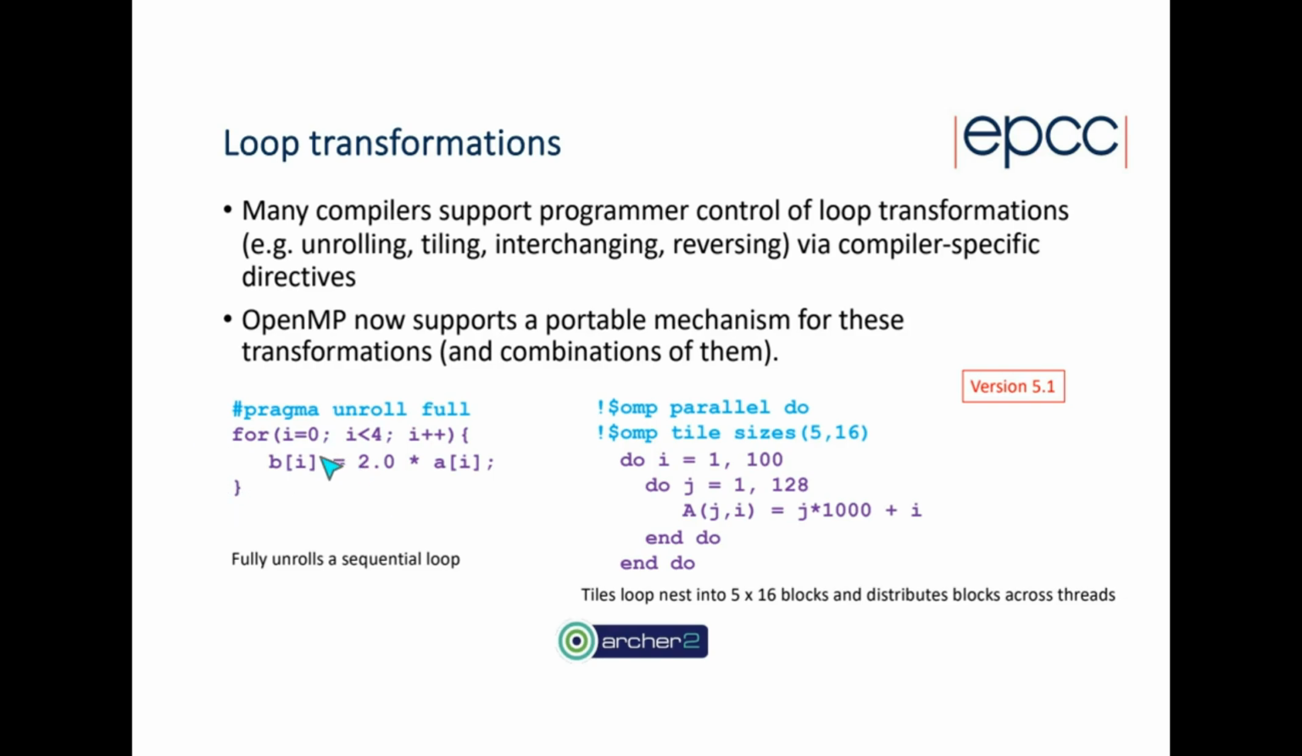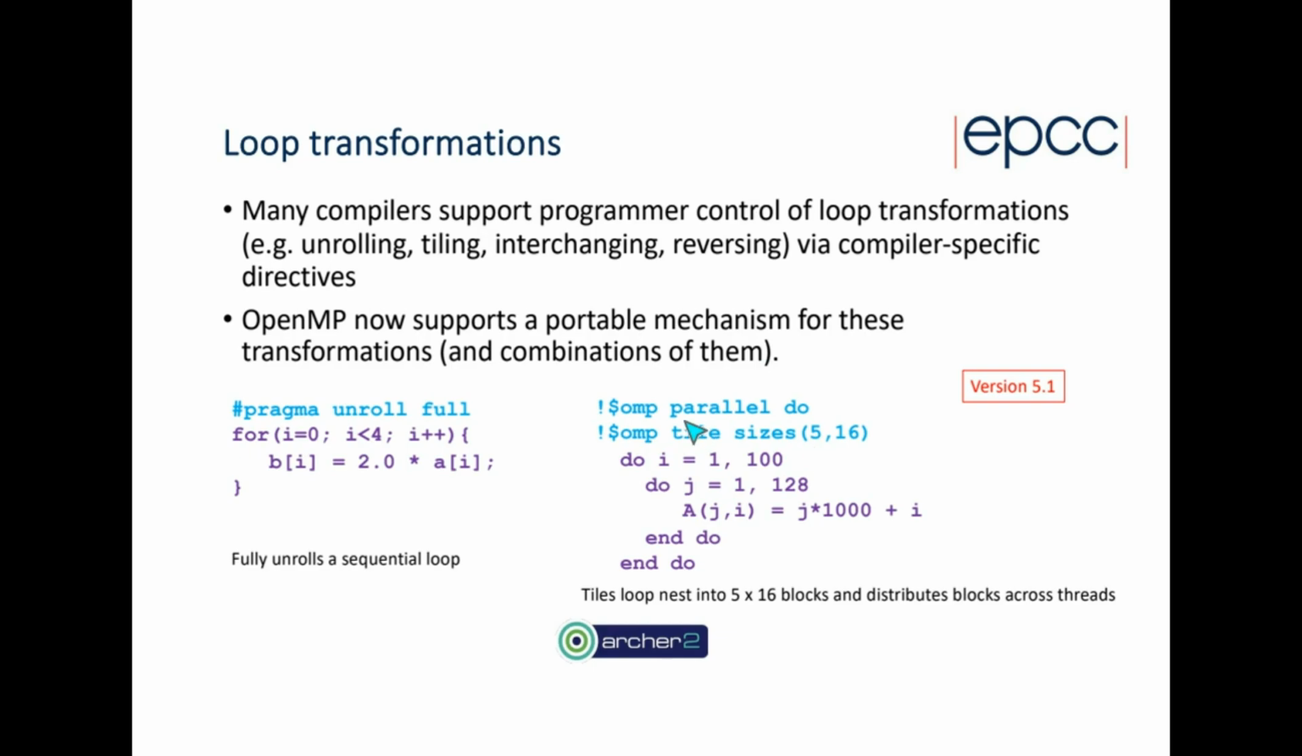For example, suppose I have a loop of length 4, and I just want to force the compiler always to fully unroll it. I could say hash pragma omp unroll full, and that will do the job. That will force the compiler to fully unroll this loop.